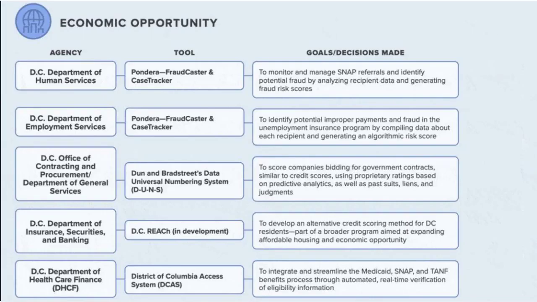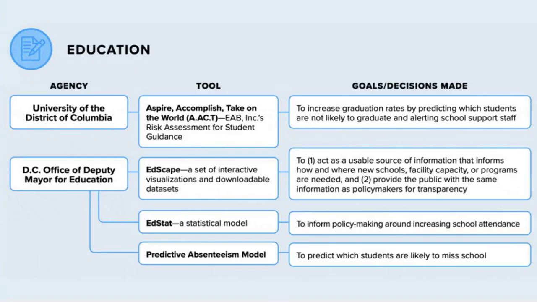Economic opportunity: The Department of Human Services and Department of Employment Services score recipients of welfare and unemployment insurance on their risk of committing fraud via Fraudcaster and CaseTracker. Education: The University of the District of Columbia identifies students at risk of failing to graduate using a tool created by the Education Advisory Board, a for-profit consultancy.